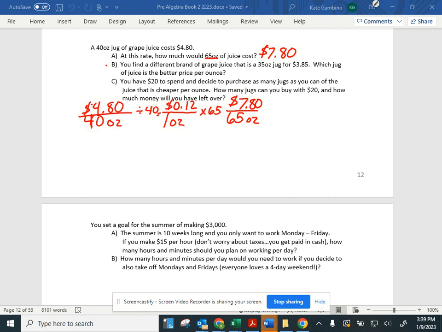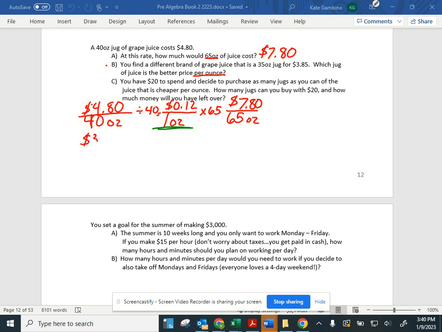For B, you find a different brand of grape juice that is a 35-ounce jug for only $3.85. Which jug of juice is the better price per ounce? It's hard to go between 40 ounces and 35 ounces to know which one is a better deal. So we need to go down to that unit rate. We want to find out which one is better per ounce. We already know the per ounce for the 40 ounce is 12 cents for every ounce. So now let's figure it out for our 35 ounce jug.